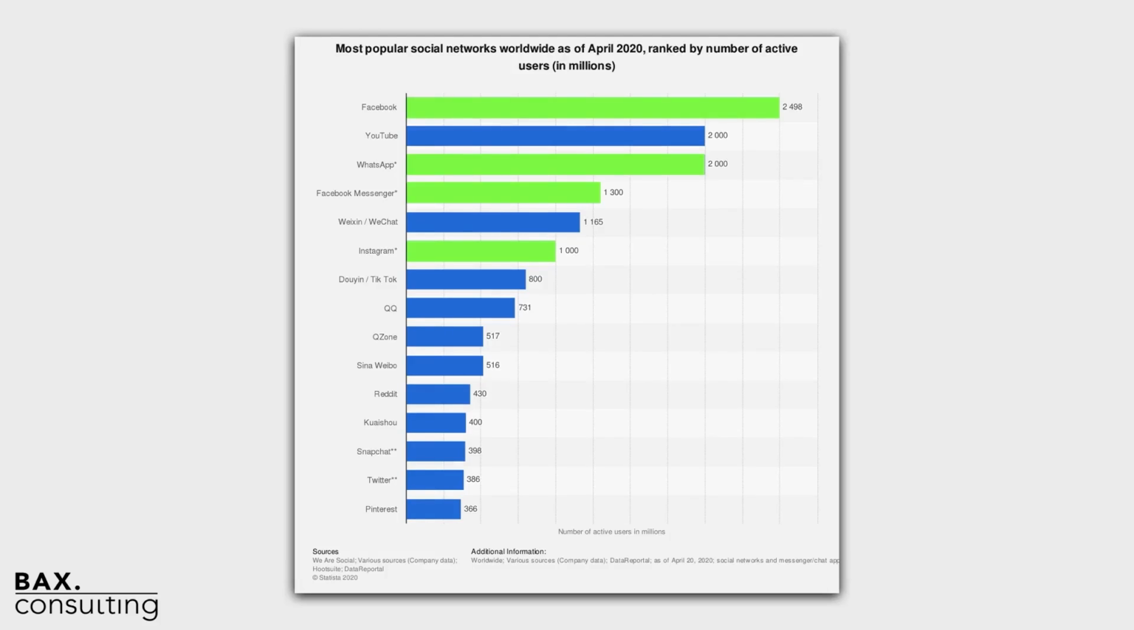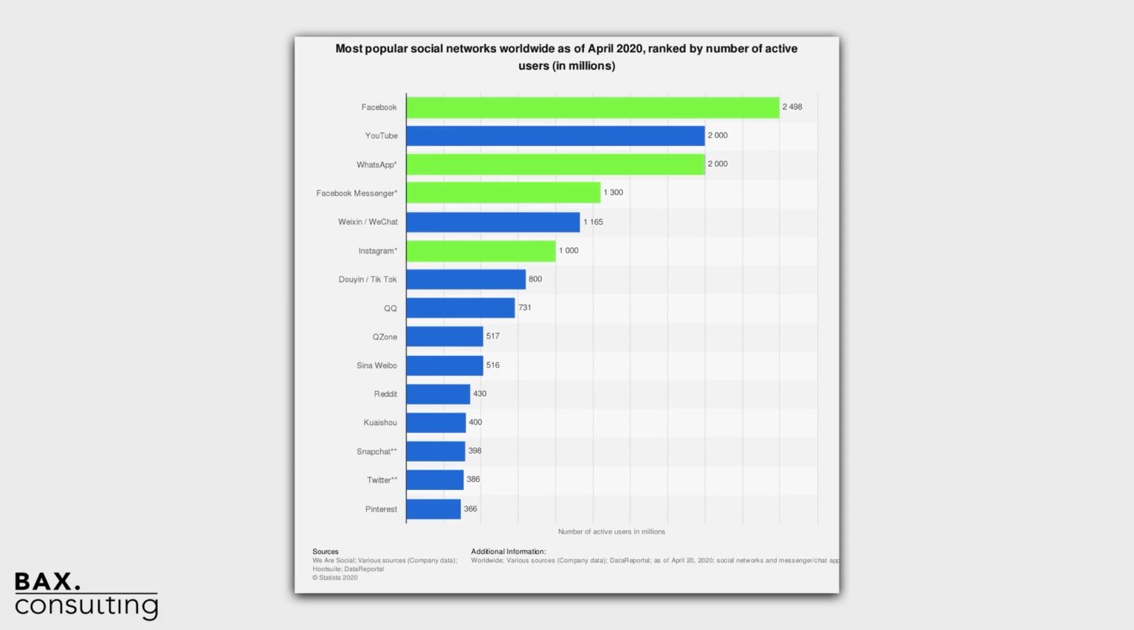Just take a look at this graph for a second. This is a graph of the top 15 most popular social networks worldwide as of April 2020, so pretty recent, and it's ranked by number of active users in millions. If we take the top six most popular social networks, it's Instagram, WeChat, Facebook Messenger, WhatsApp, YouTube, and Facebook, obviously.